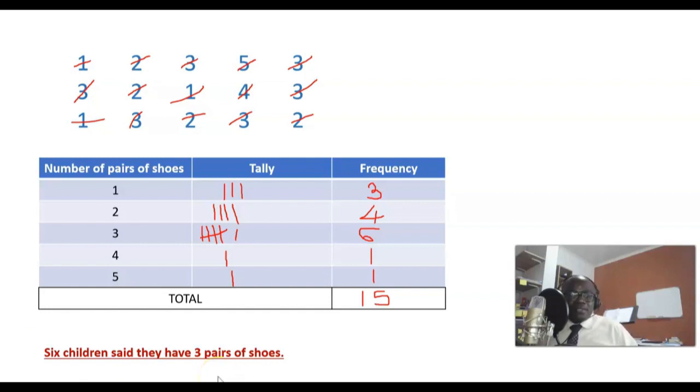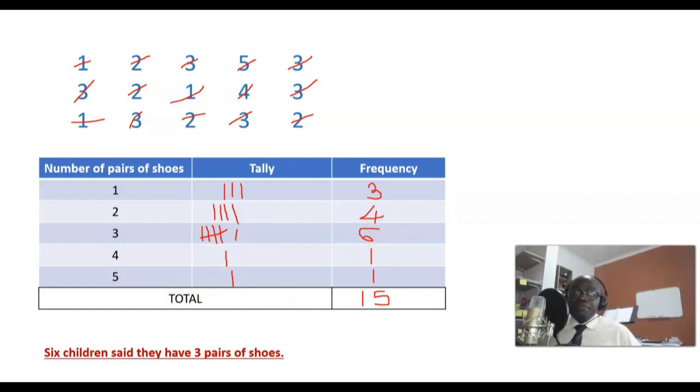Now, remember we had asked earlier how many children said they have 3 pairs of shoes. So you can see here that it is 6 children. So after producing the frequency table, all the information has been summarized. If you want to know how many said they have 1 pair of shoes, the answer is 3 of them. You want to know how many said they have 2 pairs of shoes, the answer is 4 of them. How many said they have 3 pairs of shoes, the answer is 6 of them. Okay, it is as simple as that.